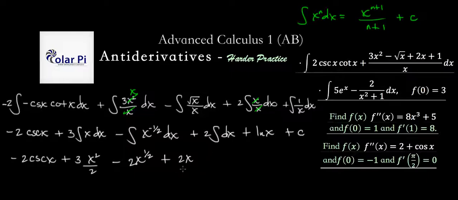And you know, this is the antiderivative of 2, or the derivative of 2x is 2. And so if I wanted, I could put this 2 in there, and that's one way to think about it, right? But okay. And then we have plus the natural log of x, and then plus c.